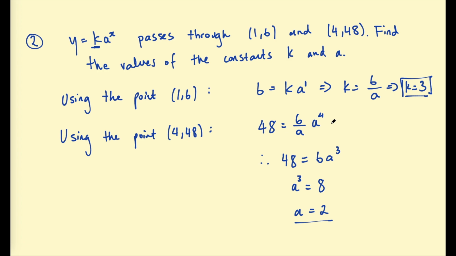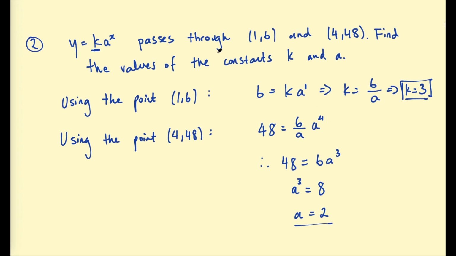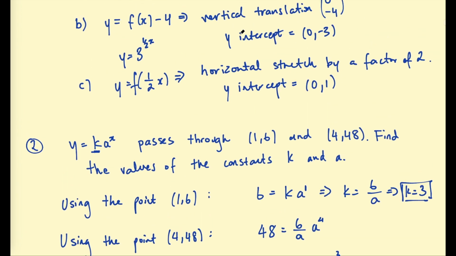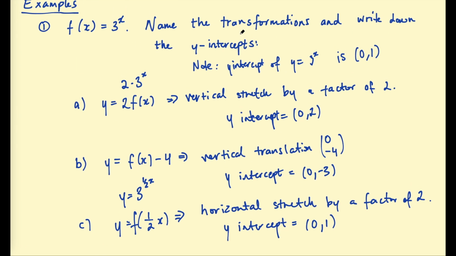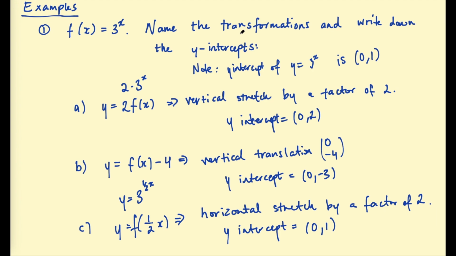So just a couple of examples there, just to illustrate that you can find these unknown constants given some points on the curve, and you need to know how to transform these. Luckily, they follow the same transformation rules as the other functions we've looked at.